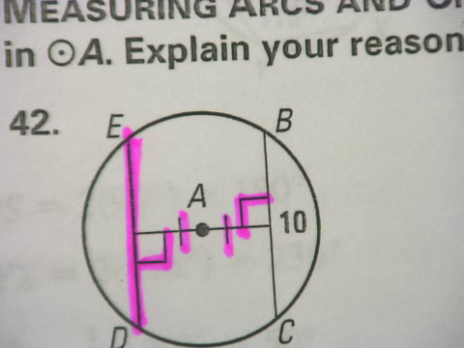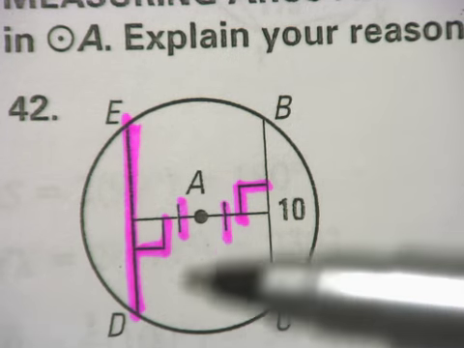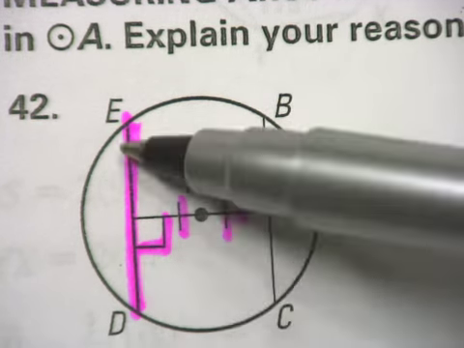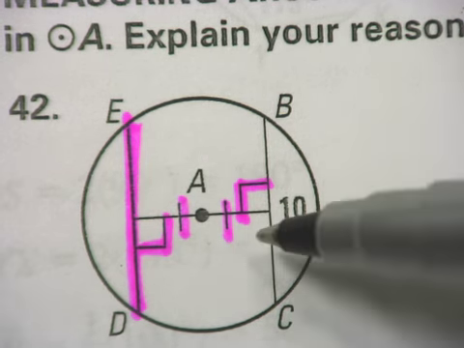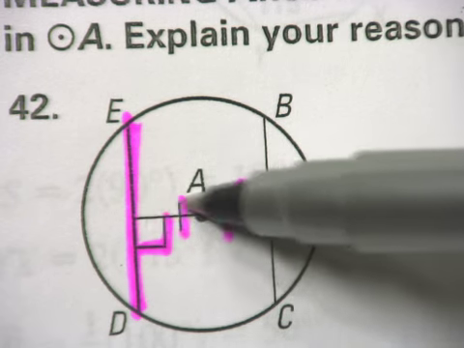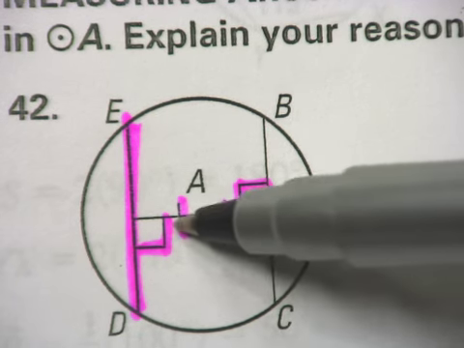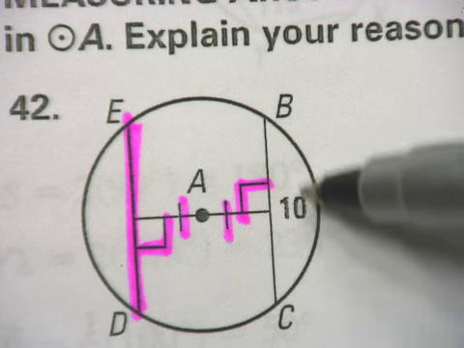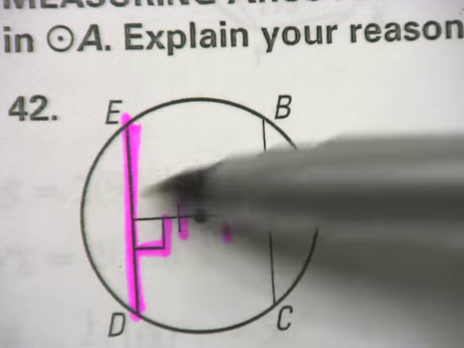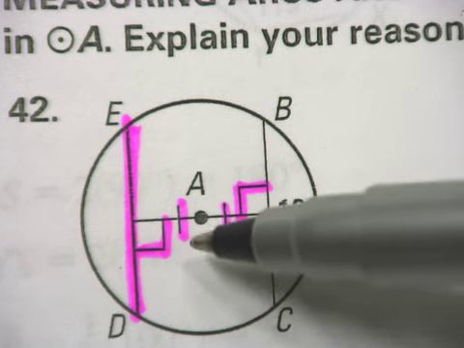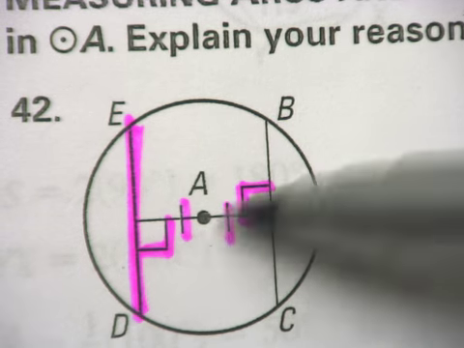Let's take a look at question number 42. It says, find the measure of the red arc or chord in circle A and explain your reasoning. Again, it's in pink. I apologize. So they want to know what is the measure of this chord right here, and they want us to give them an explanation. If you notice, this chord is this distance from the center, and this chord is also the exact same distance from the center. This chord is 10 units long.